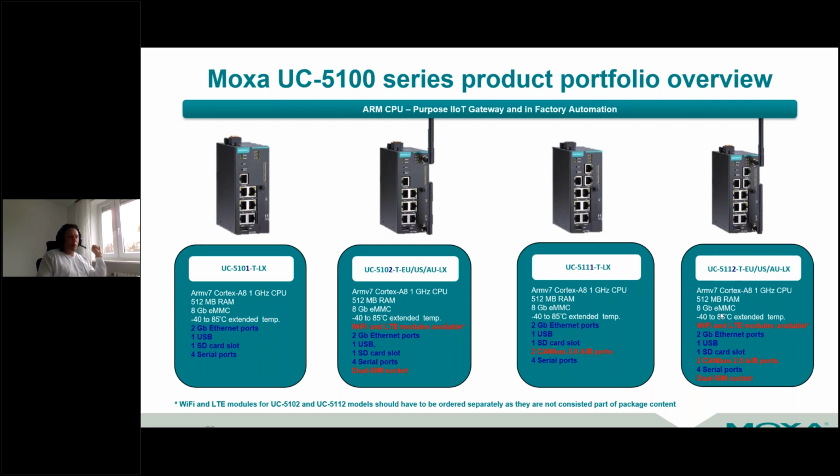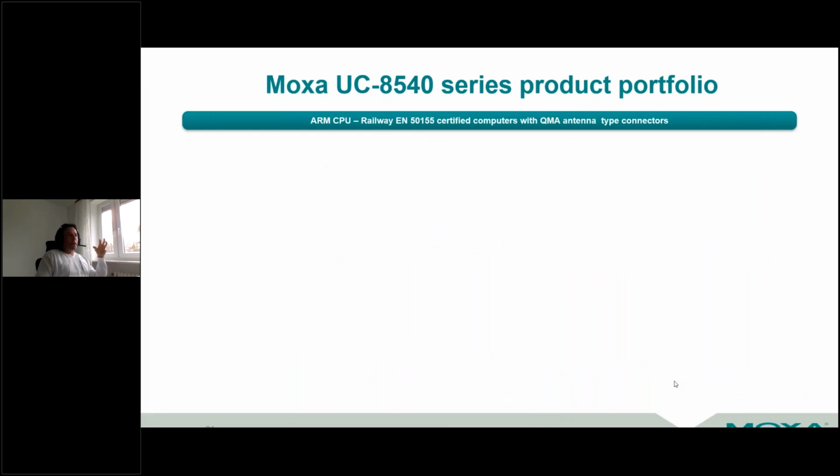They all run almost the same hardware. They have 2 gigabit Ethernet ports, 1 USB, an SD card slot for storage expansion, which can also boot a customer operating system from this card, and 4 serial ports realized through RJ45. The computers equipped with Wi-Fi and LTE modules also support dual SIM sockets, and UC-5111 and 5112 have 2 CAN bus ports which support both standards, CAN 2.0A and 2.0B, which makes them ideal maybe in the automotive industry, despite the fact that they can be used in factory automation and as IoT gateways. Please bear in mind that the Wi-Fi and LTE modules in 5102 and 5112 can be ordered and purchased separately from Moxa, or the customer can install them on their own.